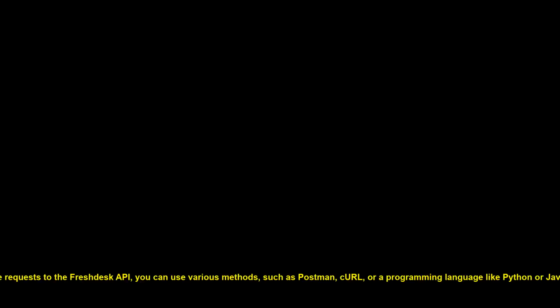Open your code editor or preferred programming environment. To make requests to the Freshdesk API, you can use various methods, such as Postman, curl, or a programming language like Python or JavaScript. If you are using Postman, create a new request. Set the request type to POST to begin creating a lead ticket.